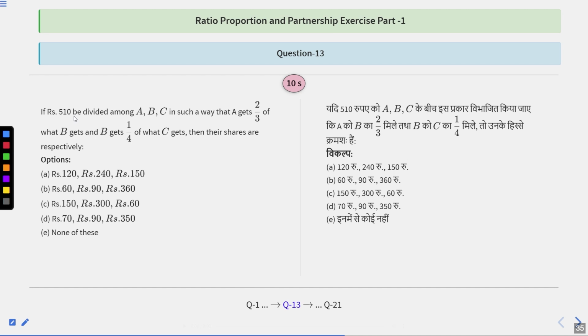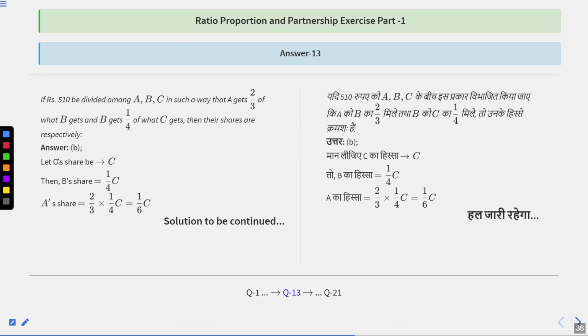If rupees 510 be divided among A, B, C in such a way that A gets 2/3 of what B gets and B gets 1/4 of what C gets, then their shares are respectively. You have 5 options and 10 seconds to analyze the question. Your time starts now. Now time's up. Let's see the solution.